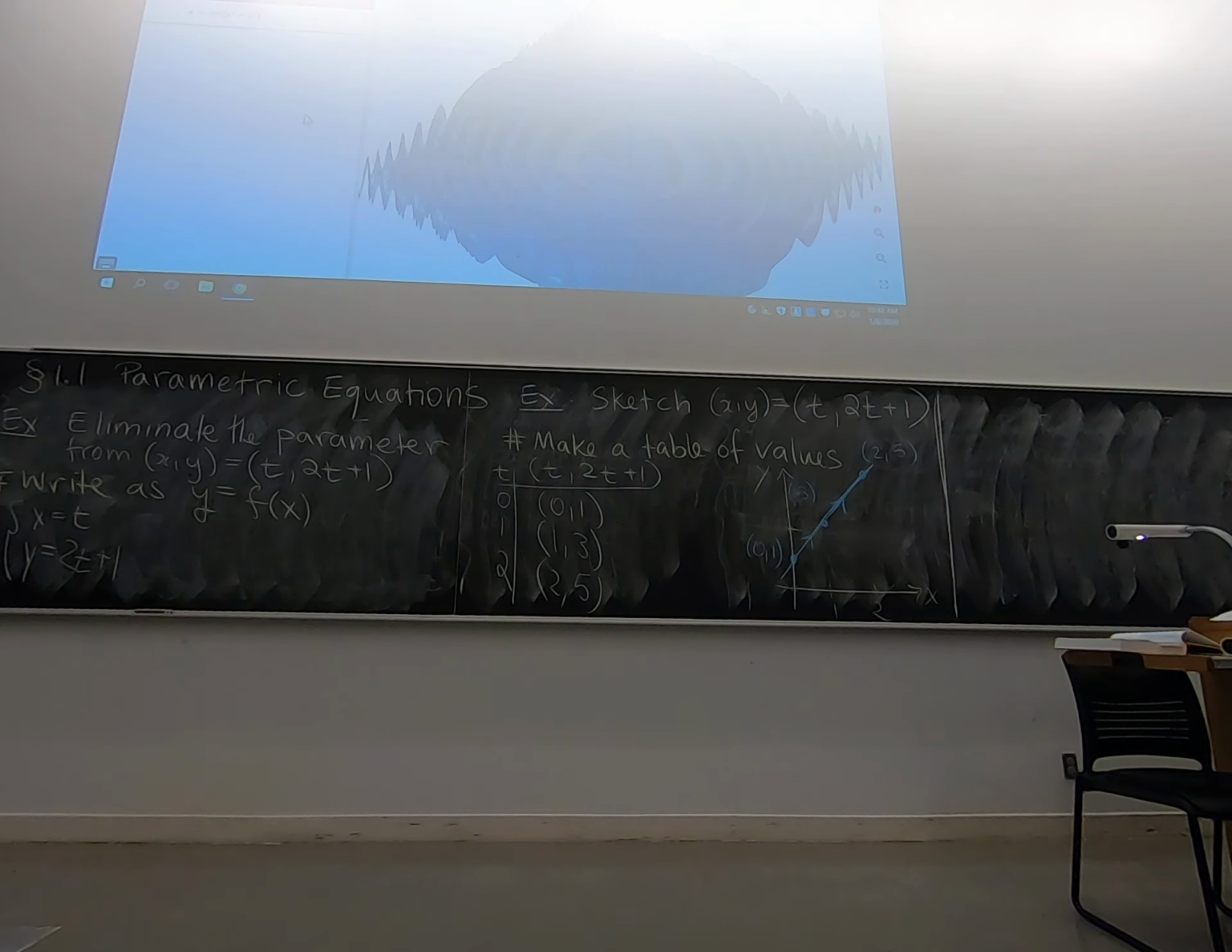So how can we eliminate the parameter from this? So we're trying to remove t, right? Okay, so the first equation says x equals t. So we can use that x instead of t. Exactly. Perfect. So in here we can use x instead of t.